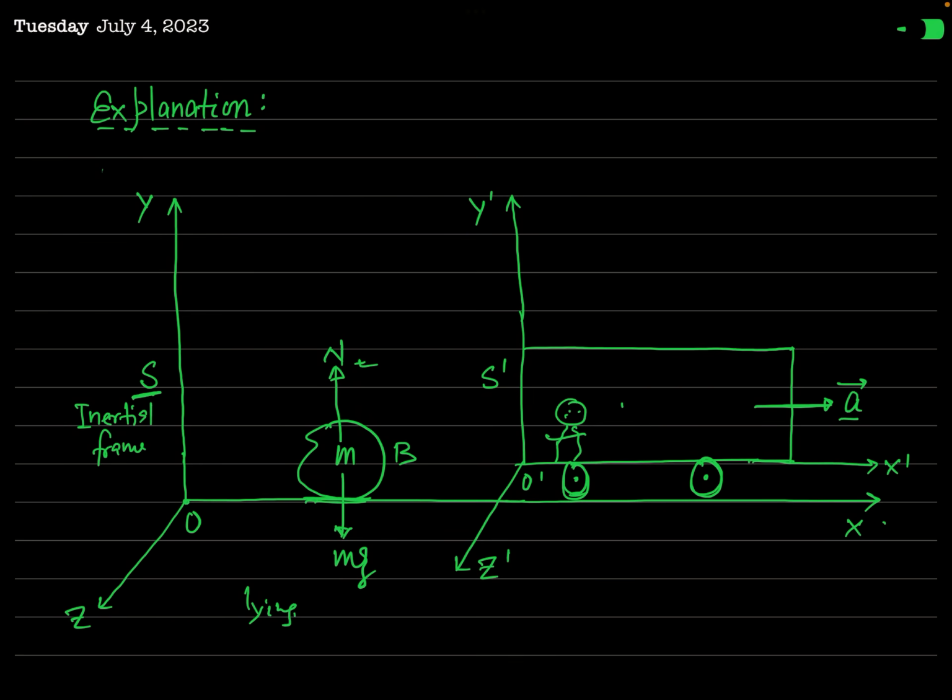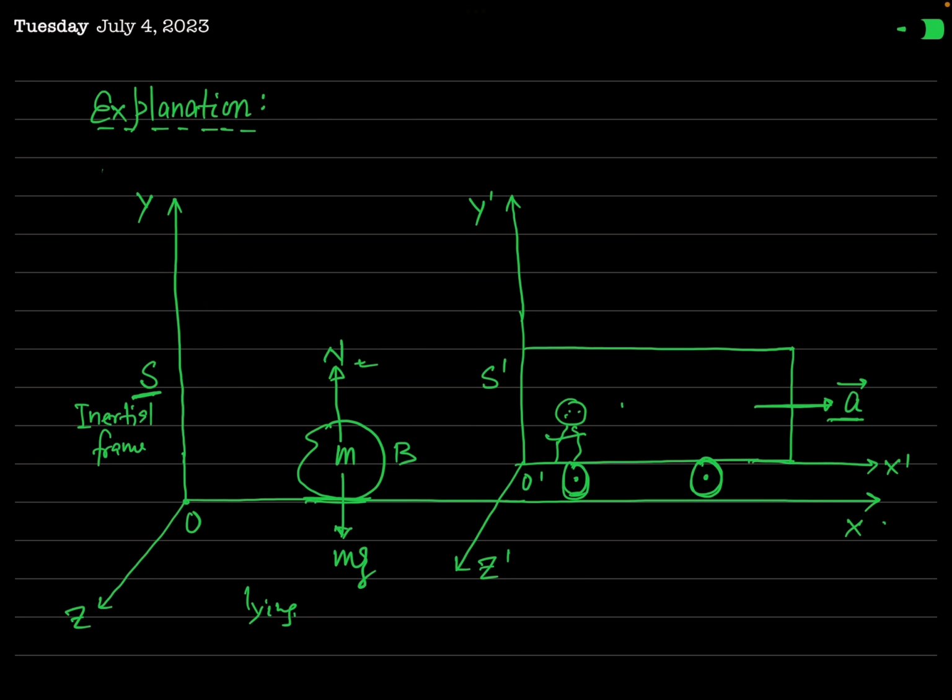Now S is an inertial frame, it is known, and the frame S dash, which is attached with this moving vehicle, is an unknown frame. We actually have to prove that this frame will be a non-inertial frame, and for this we consider that this frame S dash is moving with an acceleration a with respect to S. It means a is the acceleration of frame S dash with respect to inertial frame S.